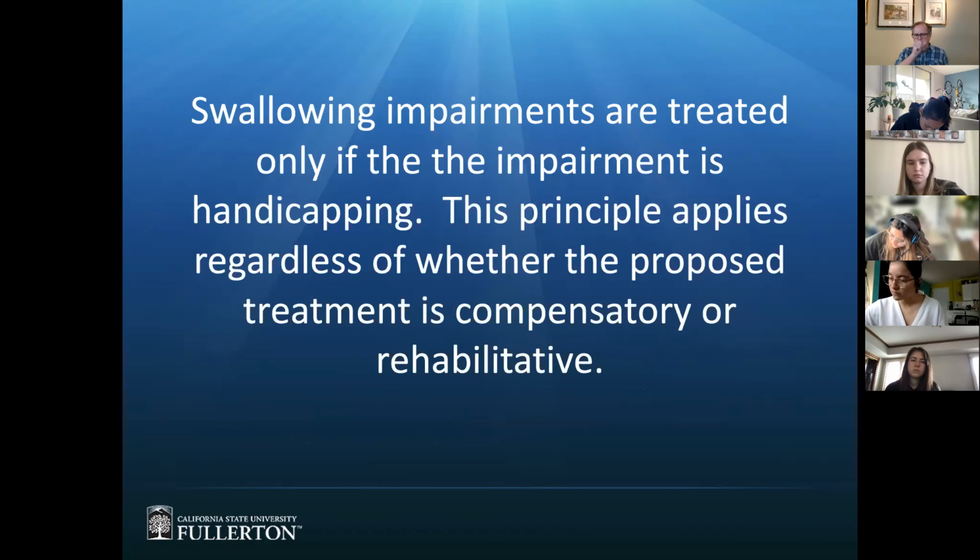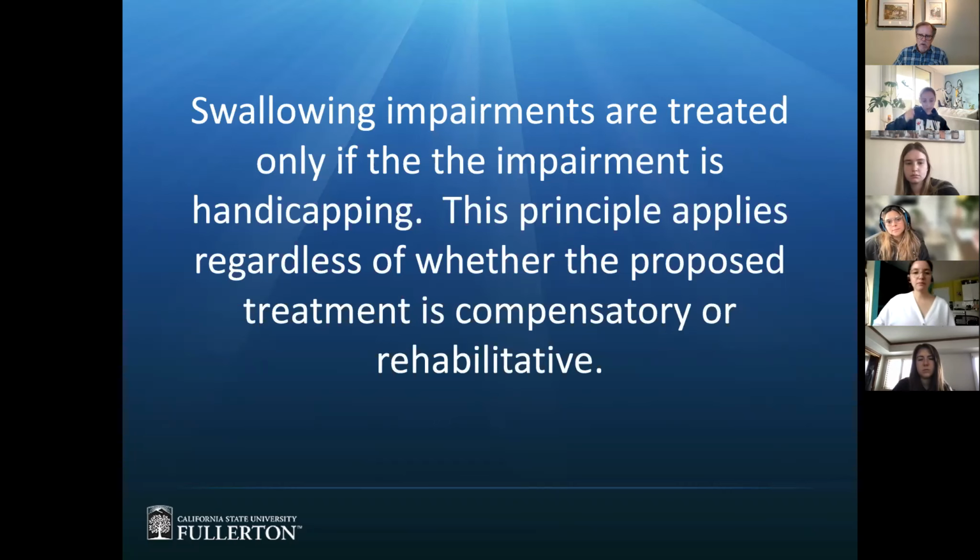Okay, now here's a point that's quite important. And even experienced SLPs I've seen many times miss this point. Swallowing impairments are treated only if the impairment is handicapping, meaning it's bad enough to make a difference. So you can have a little bit of pharyngeal dysmotility where you do have residue after the swallow, but it never causes a problem. They don't aspirate it, they don't choke on it, they don't complain about it, they don't modify their diet because of it. The patient has the impairment, but in the example I just gave, it's not handicapping.